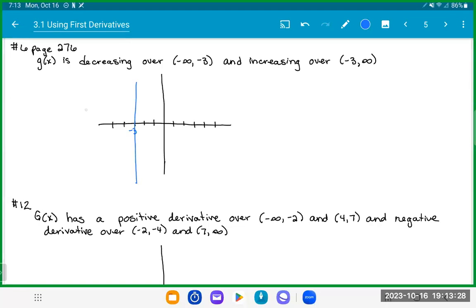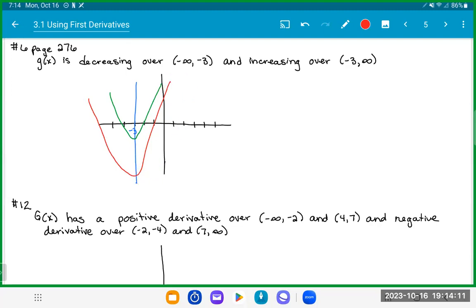What this is telling me is that my graph is decreasing in this direction and it's increasing in this direction, right? Ultimately, we can say it could be something like this, it could be a graph like this, all kinds of things, right? But the point is, we know that from here to here our graph must be decreasing, and from that blue line at x equal to -3 to the right, our graph must be increasing.